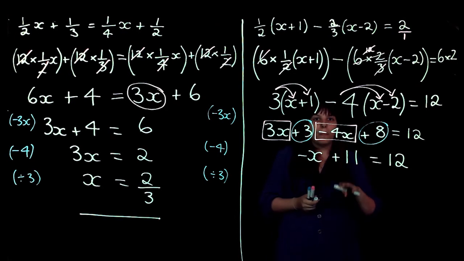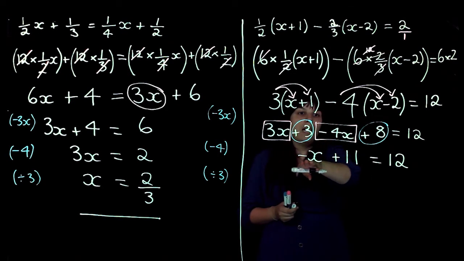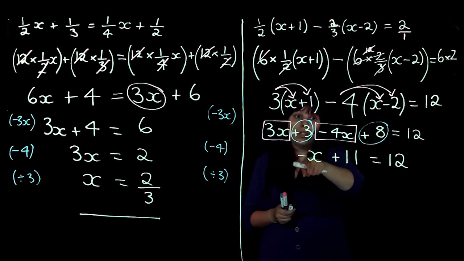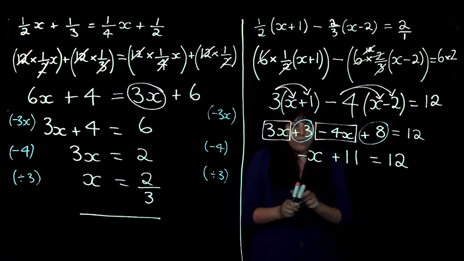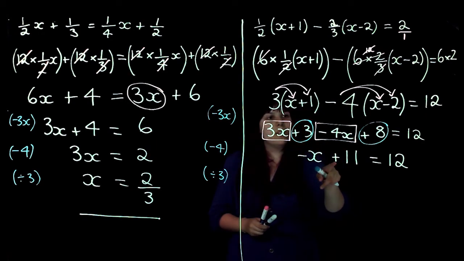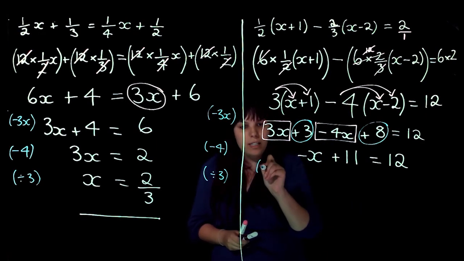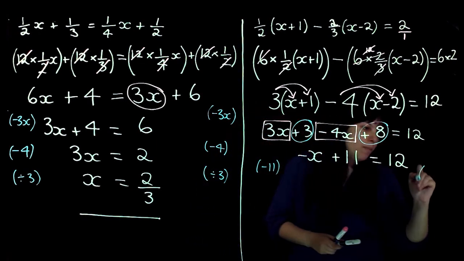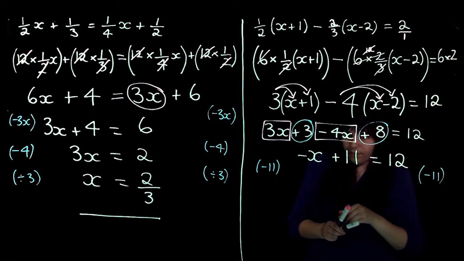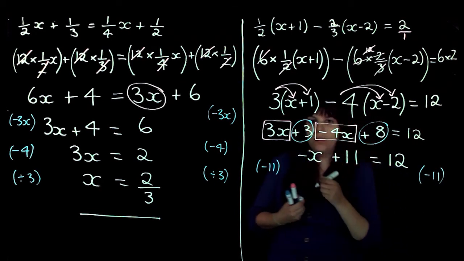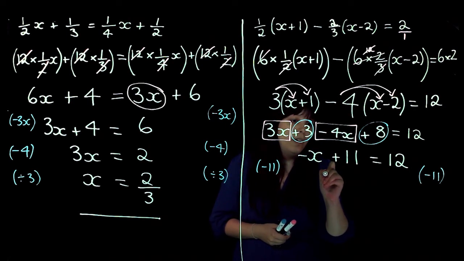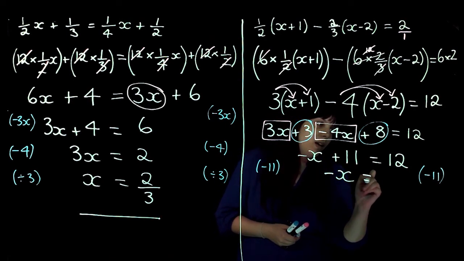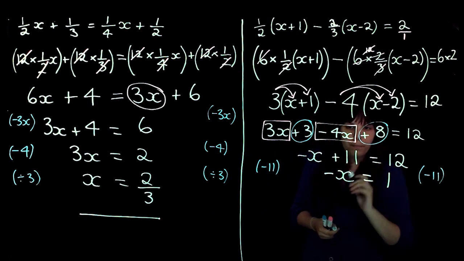Now I've got a minus x, so that's minus 1 times x, and we're adding on 11. So I'm going to get rid of that 11 first. So to get rid of the plus 11, I subtract 11. Do that from both sides. So minus x plus 11 minus 11 is going to be just minus x. And then 12 minus 11 is 1.